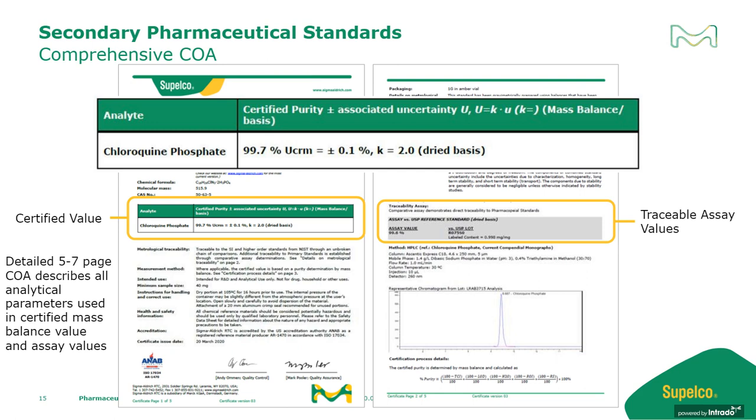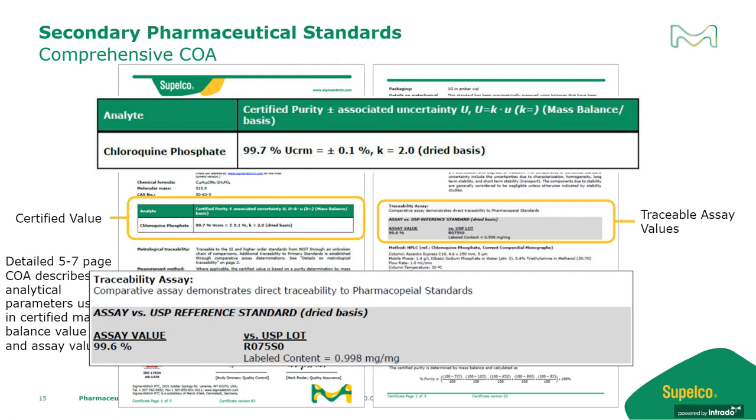The next value, the traceability assay, shows the comparative assignment to the current compendial lot. This material was assayed against the USP chloroquine phosphate, lot number R075S0. So that's the current lot of the USP. When directly compared to the primary standard, the secondary standard of chloroquine phosphate is assigned a value of 99.6%. Notice that there is no expanded uncertainty associated with this value, and that is because the traceable assay is not the certified value on the pharmaceutical secondary standard's C of A.